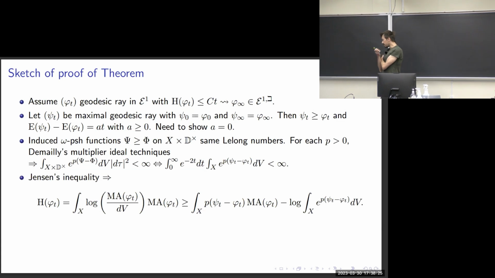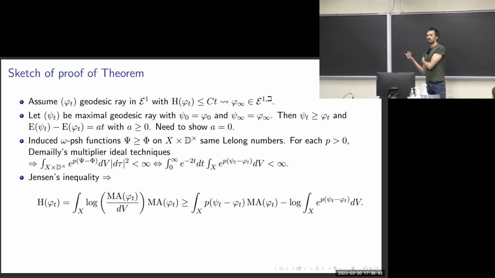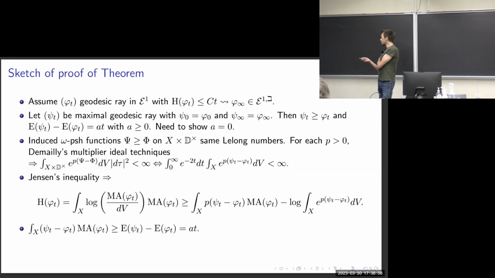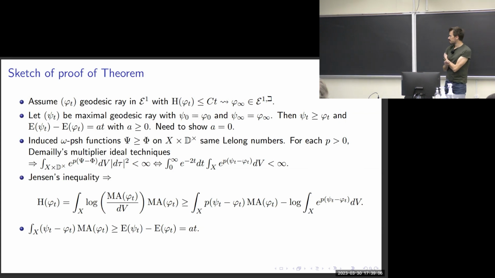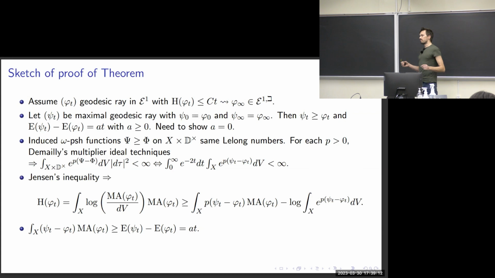Now you play simply with the relation between this sort of exponential integrals and the entropy, which is just given by Jensen's inequality. In fact, the entropy of a measure is the Legendre transform of the log of the integral of the exponential function. So by some log inequality, you have something like that. And now the first term here, with the Monge-Ampère, is actually greater than the difference of the energies. That's an inequality that turns out to be true in this context. It's a reflection of the concavity of E with respect to the naive linear structure on PSH functions.